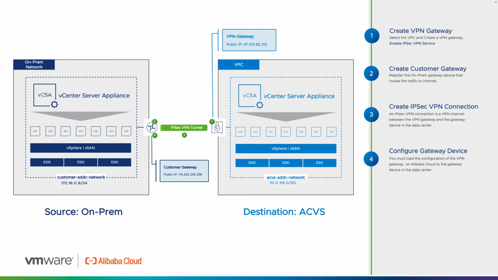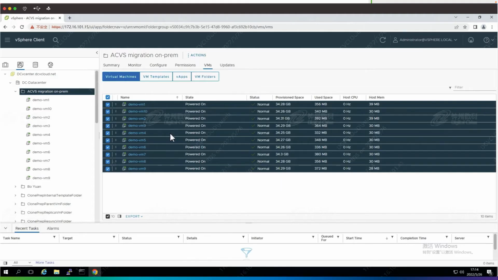Once the tunnel is up, you need to configure routes on the source and destination side so that the networks on either side can communicate. In this case, we are making the way for the on-prem and ACVS VMware SDDC networks to communicate with each other. That is all you need to establish an IPsec VPN connection. Now, let us take a look at the migration in action.